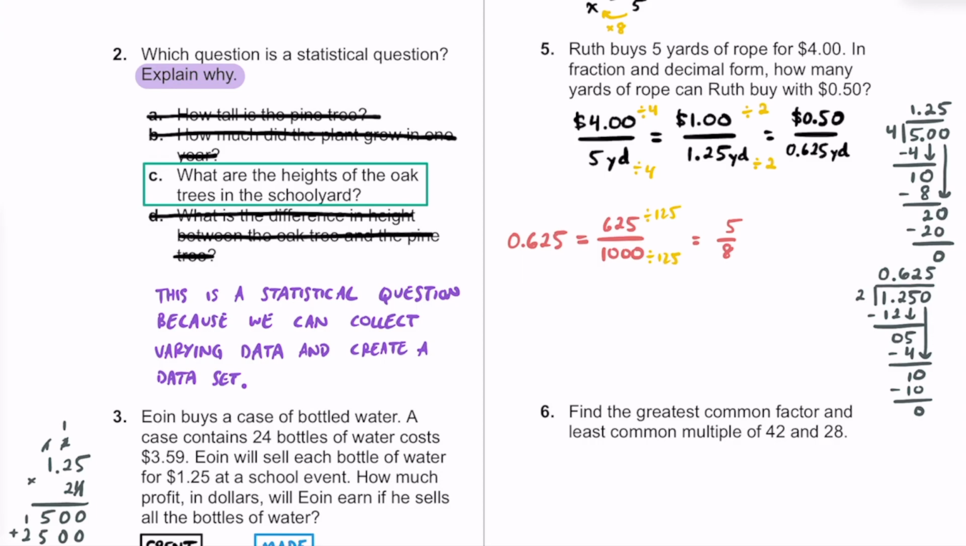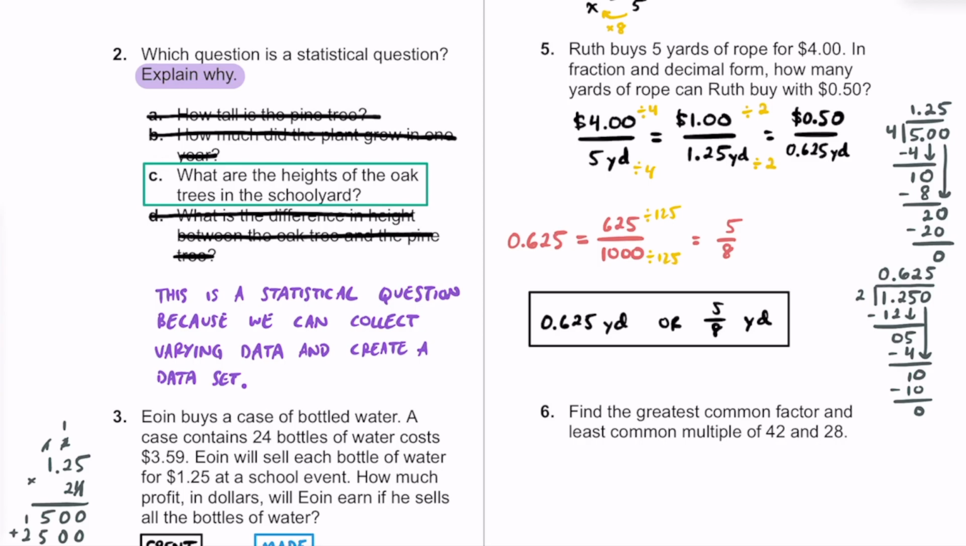All right. So in terms of our answers here, for our amount of rope, you can either say it's going to be 625 thousandths of a yard, right? Or you can say you can buy 5/8 of a yard, which is probably going to be a little bit more common. If you're going to buy rope, you're going to probably buy it in fraction form as opposed to decimal form, but it may just depend on the case. And so for 50 cents, you can buy this amount of rope.